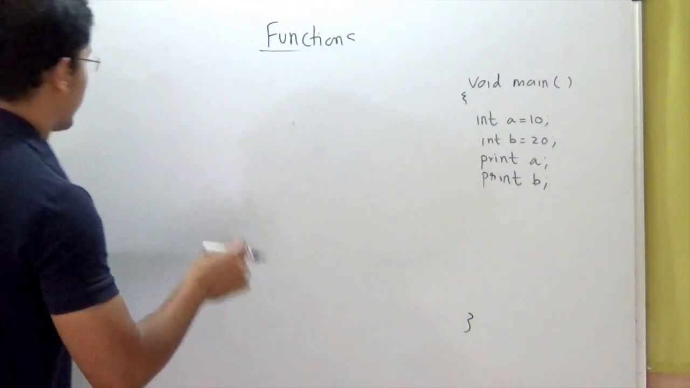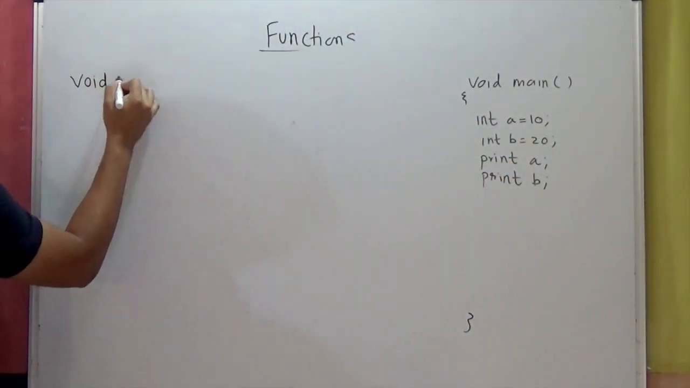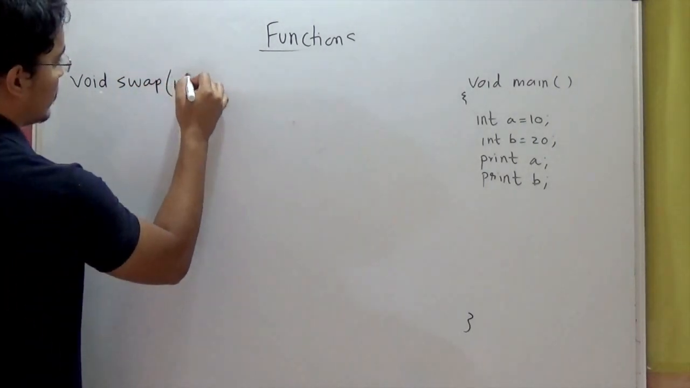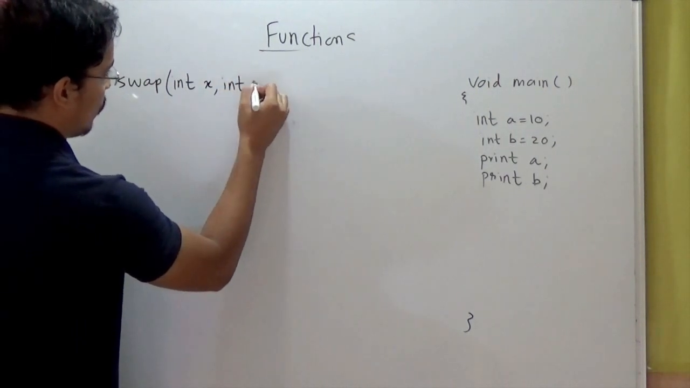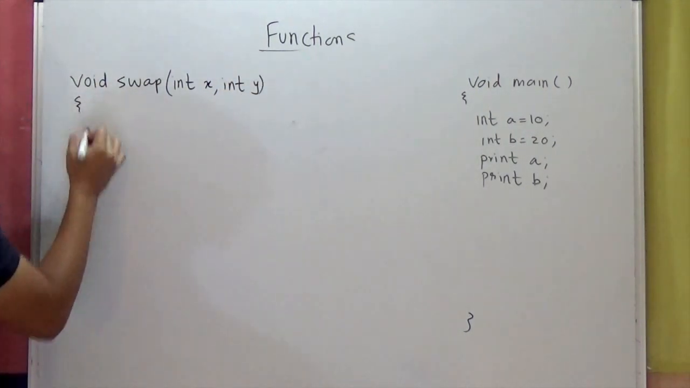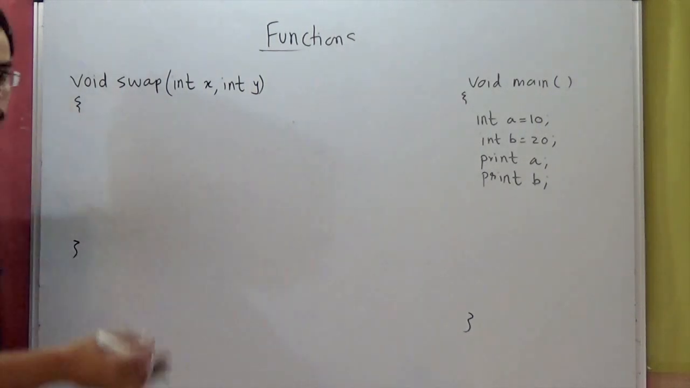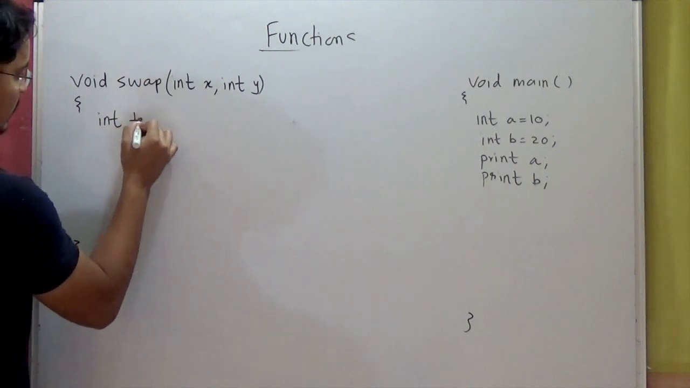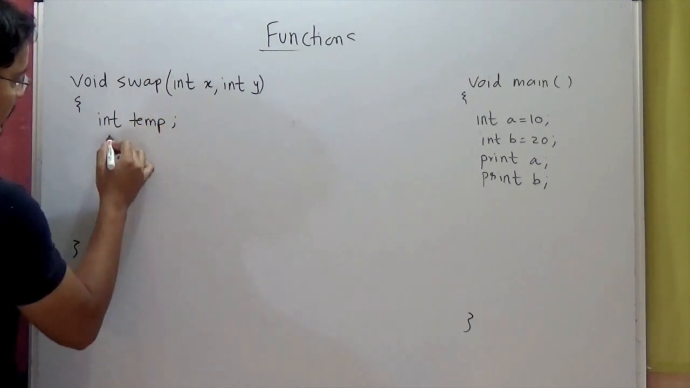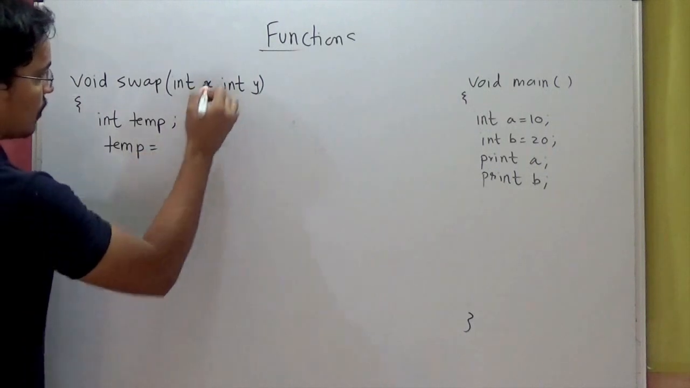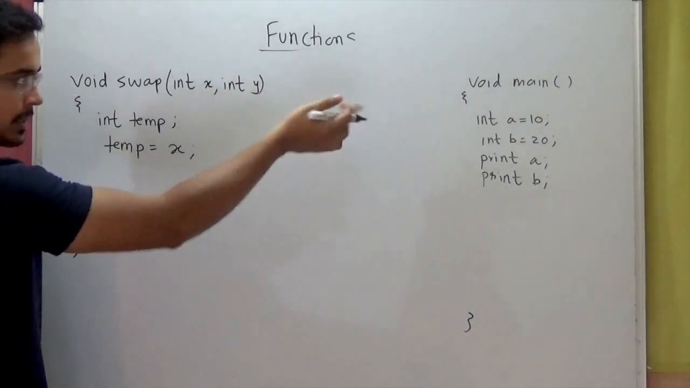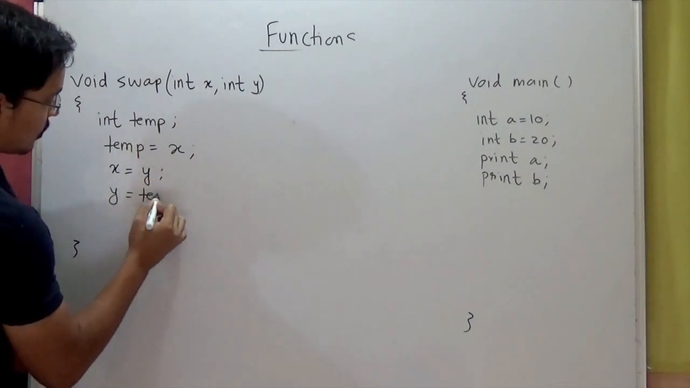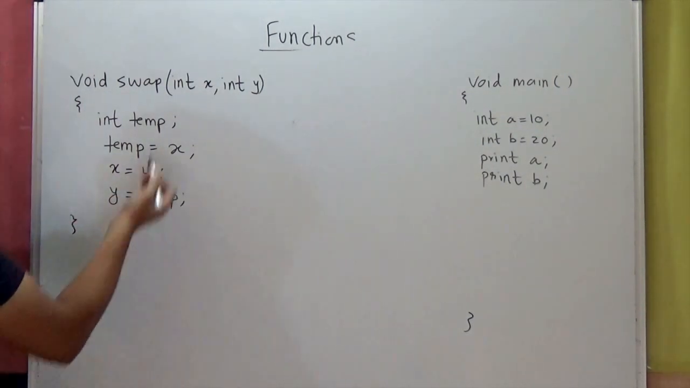So once I do that, I'll write another function, void return type. Name of the function is swap, and it requires two integers, integer x and integer y, right? And you know the code of swapping two numbers, right? We declare another variable, integer temp. We'll say temp equal to x. We want to swap x and y. x equal to y and y equal to temp. That's basically it. So we're swapping two numbers.